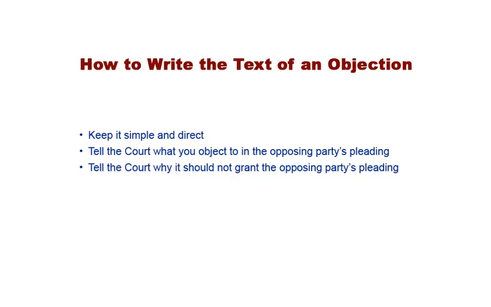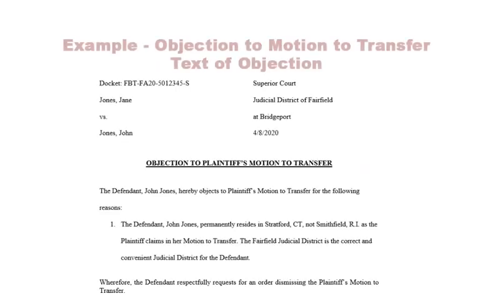Keep your objection simple. Clearly tell the court what you are objecting to and why. Include only information that is important and will help the court to make a decision. You can visit or contact a Judicial Branch Law Library to conduct research to see if pre-printed samples or examples of an objection are available.